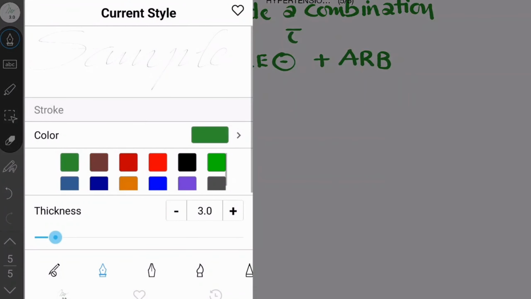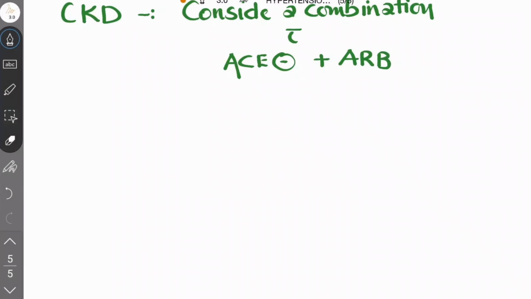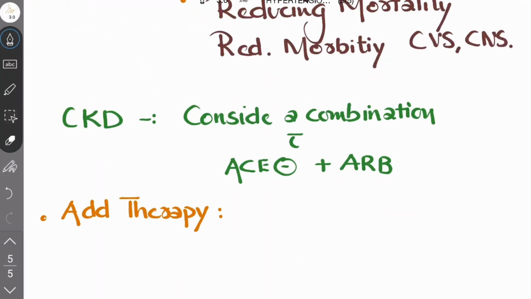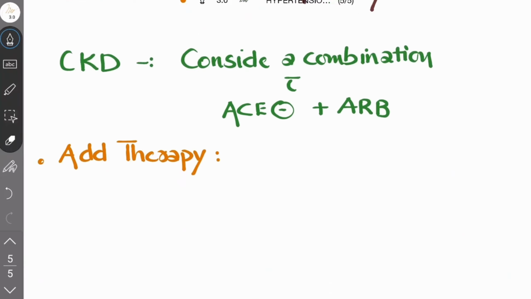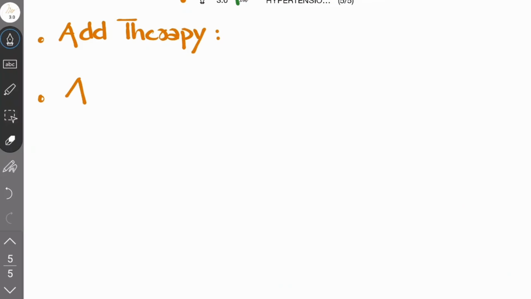Next comes the additional therapy. Coming to additional therapy, when a second drug is needed, it should generally be chosen from among the other first line agents. So the first line agents, as we told, are ACE inhibitors, ARBs, calcium channel blockers, and diuretics. So if I use ACE inhibitors and ARBs and the patient is not tolerating that, you should add another drug from the same first line medications. It can be calcium channel blockers or it can be diuretics. Understand?